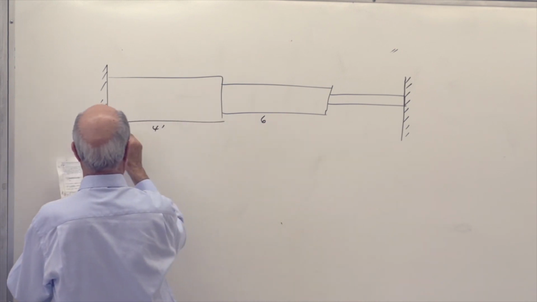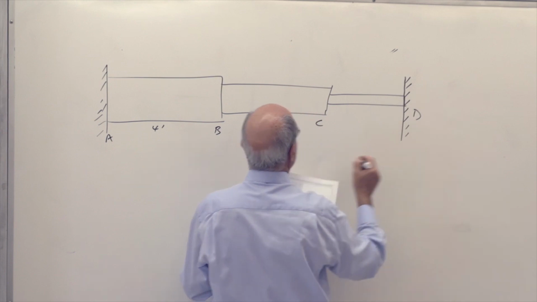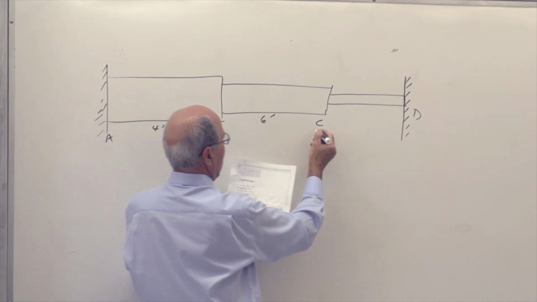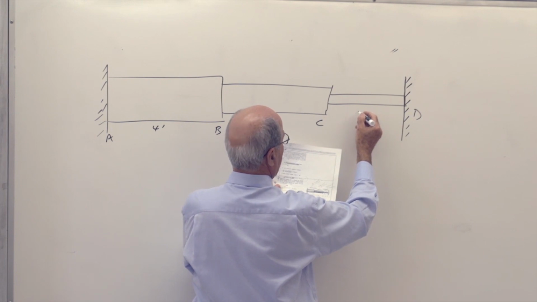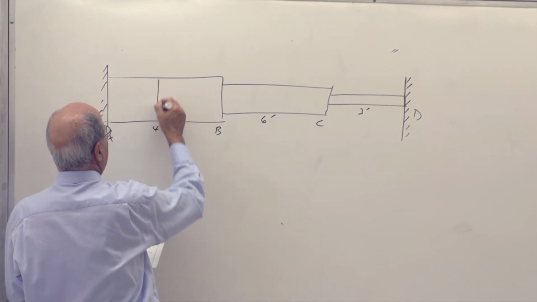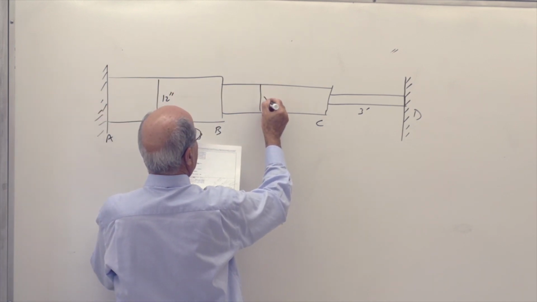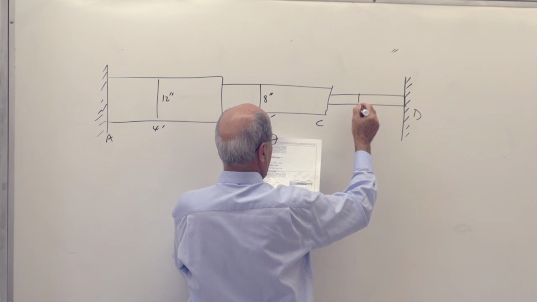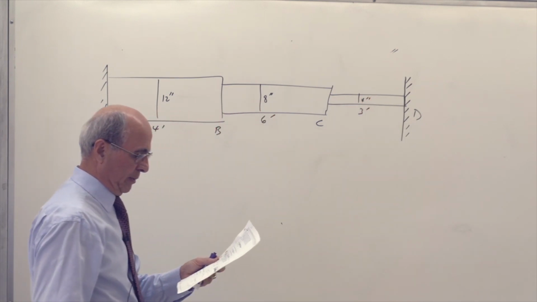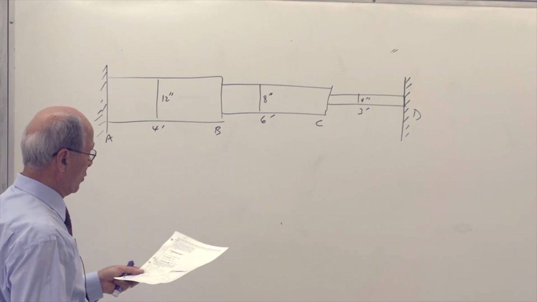So let's go A, B, C, D. AB is 4 feet, BC is 6 feet, and CD is 3 feet long. And the diameters are given. This is 12-inch diameter. The other one is 8-inch diameter, and this is 4-inch. This is just to throw you. I can give you the area separately, so we can go from there. You don't want to wait down here.